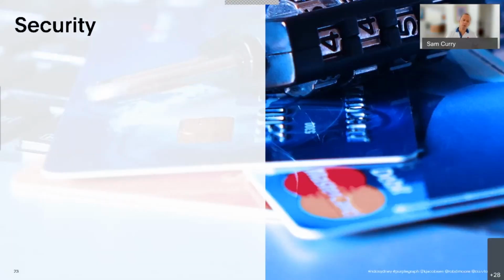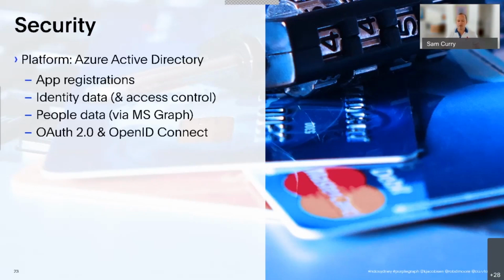We were proposing to create an internet-facing API to expose our company data. Clearly, this isn't a trivial matter. We'd need to demonstrate that we can effectively secure our API and apply access control across that data. We'd also need to support a variety of system integrations. Telstra Purple's identity platform is Azure Active Directory. This already handles app registrations, identity data and access control, people data, and the OAuth2 and OpenID Connect protocols.